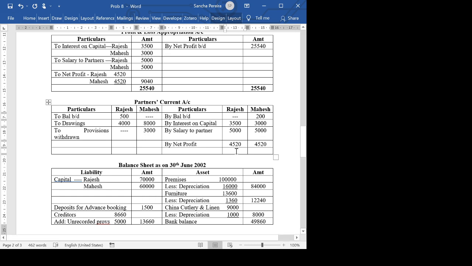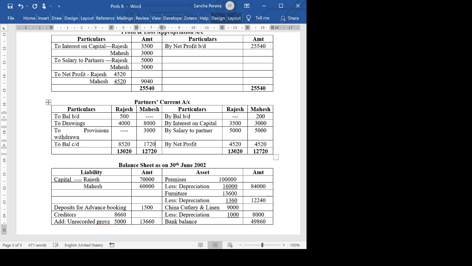So here we have a total of 7,000, 8,000, 13,020. To balance carried down, we will have it as minus 4,500, we get 8,520. And here there is 8,000, 12,720. 12,720 minus 11,000 becomes 1,720.